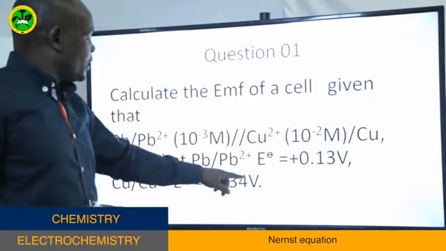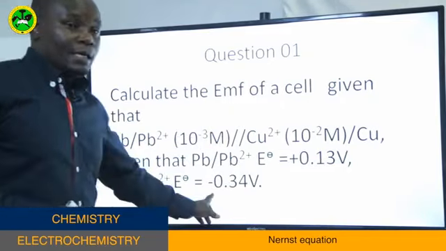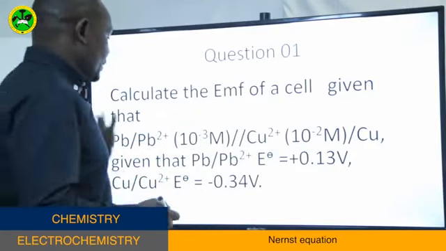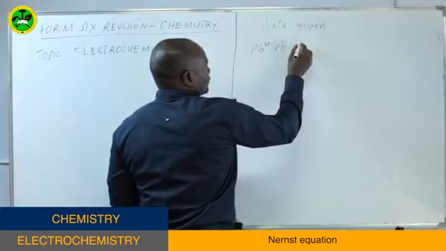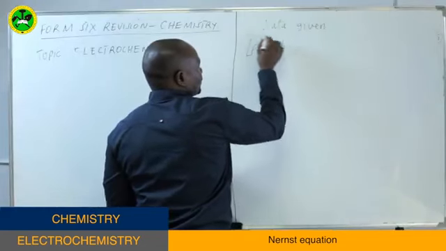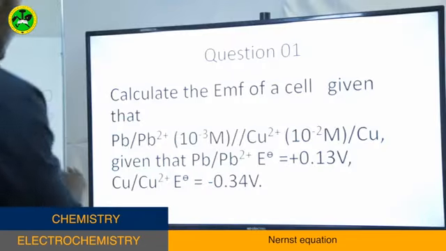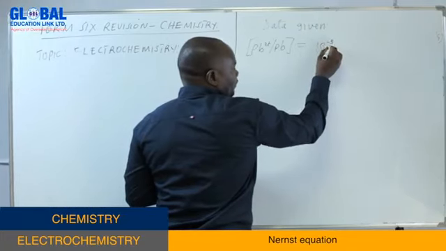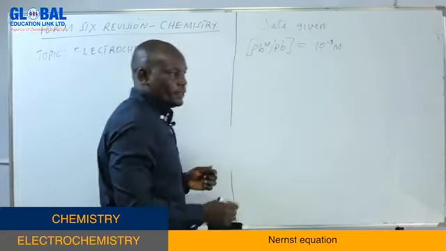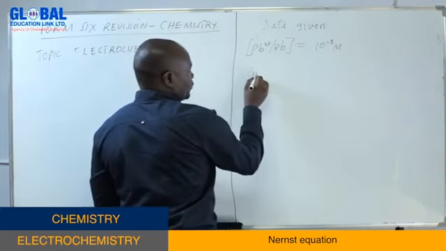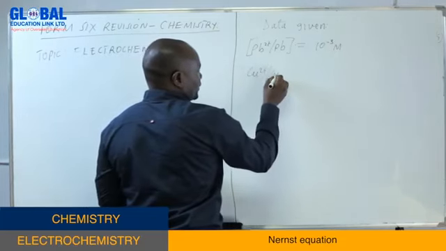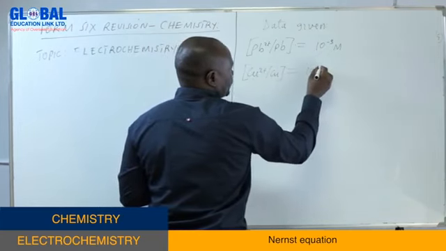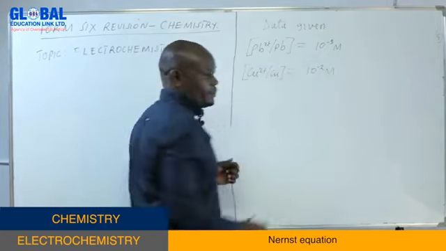So let us now consider the data given. We have the concentration of lead, which is 10 per negative 3 moles per decimeter cubed, and we have the concentration of copper 2 ions, with copper solid in reduced form, which is 10 per negative 2 moles per decimeter cubed.